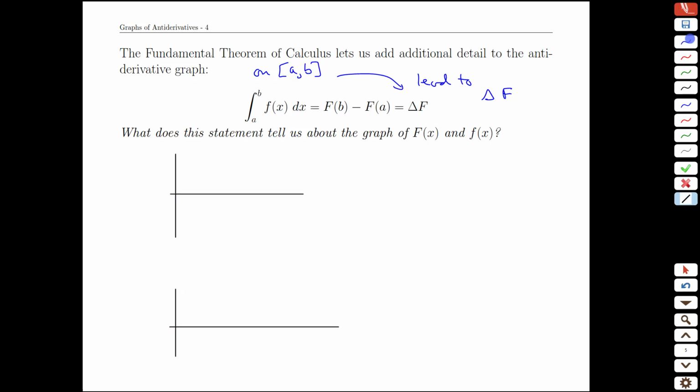So a quick little barometer here. Let's imagine we have a graph like so, and the area here is equal to 3. Label this point A and this point B, and line these up.